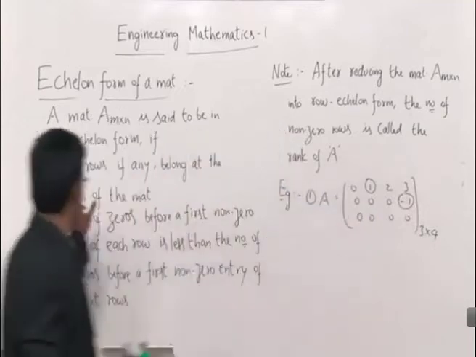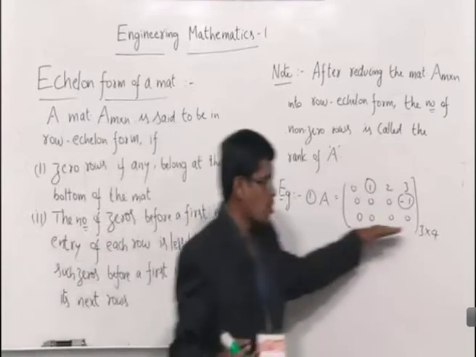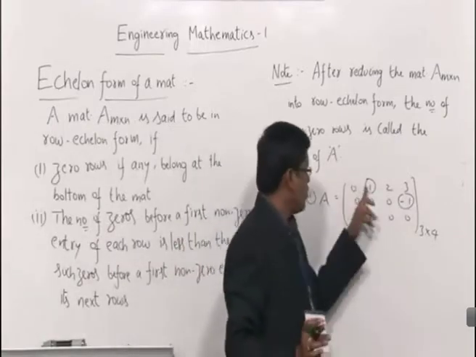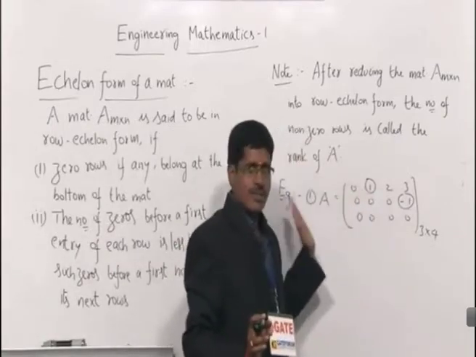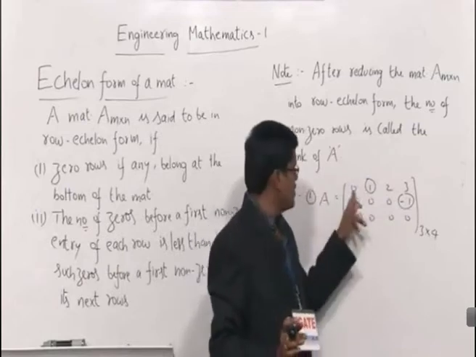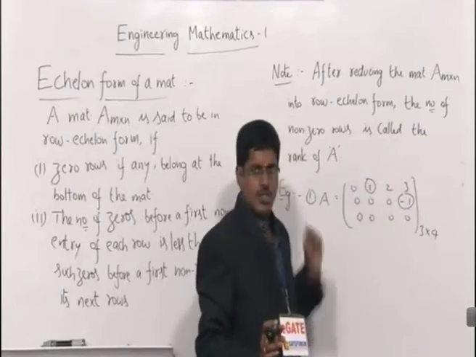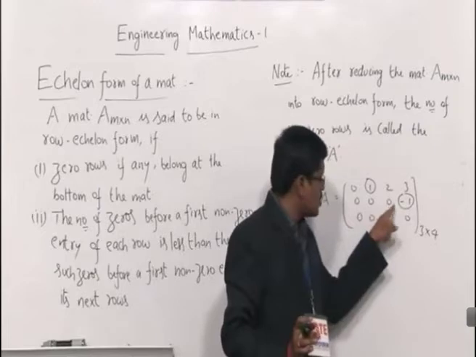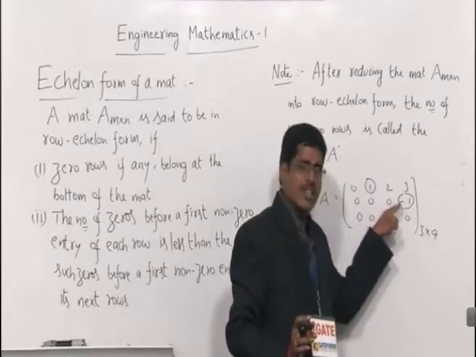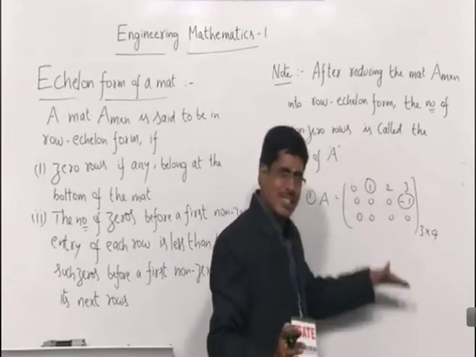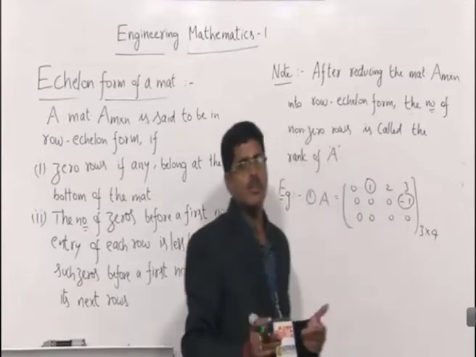So, here, what is the first condition? Zero rows belong to the last level. Now, count the number of zeros from the first row onwards before a first non-zero entry. So here there is 0 zeros before the first non-zero entry in the first row, and there are 3 zeros before the first non-zero entry, here -1, in the second row. That means zeros increase level by level, row by row.